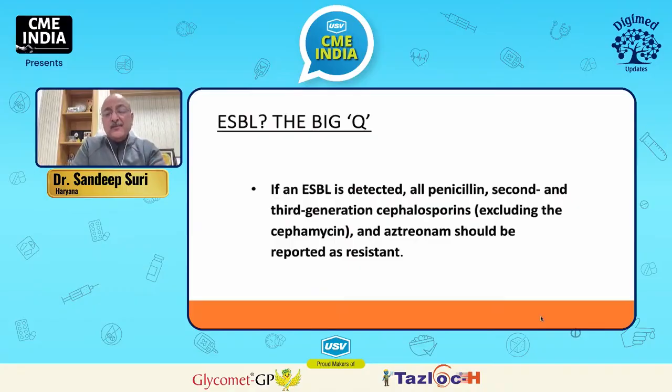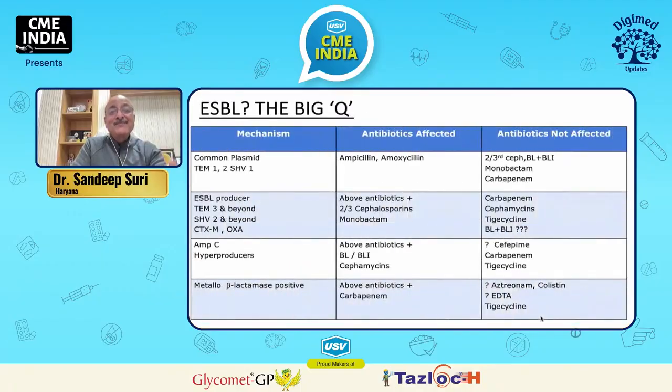Now coming to certain big questions. If we are talking about extended spectrum beta lactamase, ESBL is there, what to do? All penicillins, second and third generation cephalosporins will not work. Aztreonam should be reported as resistant. So they will not be working. So what will be working? BLI or second or third generation cephalosporins, they will be working.